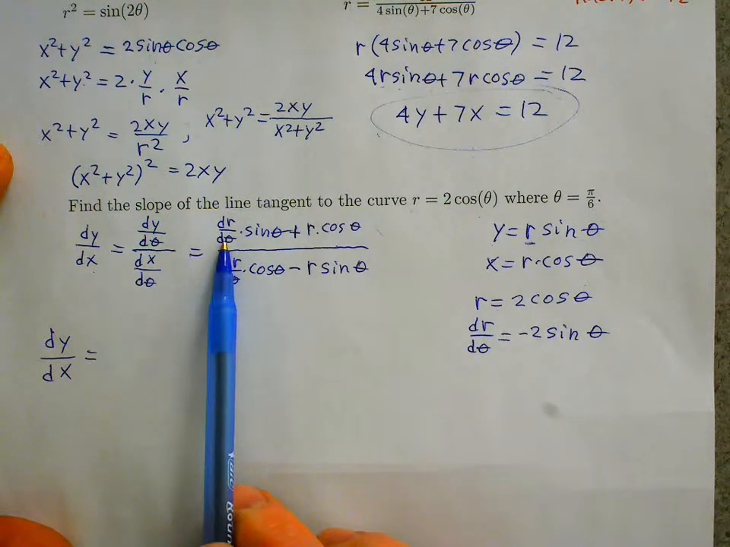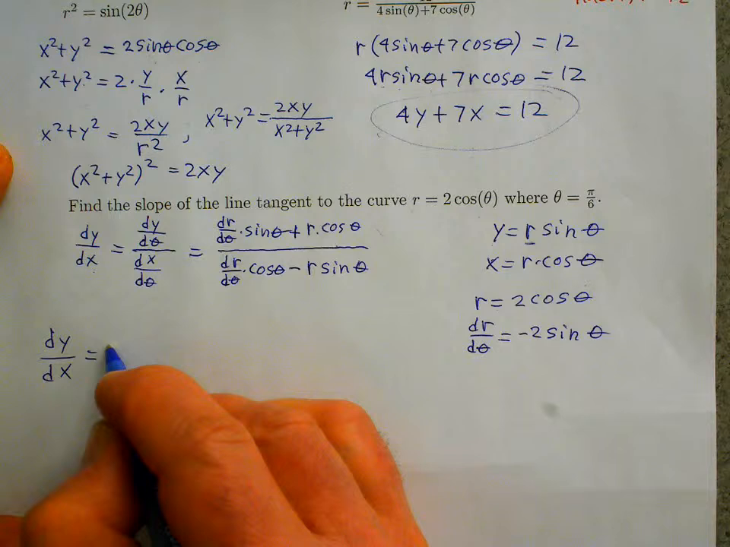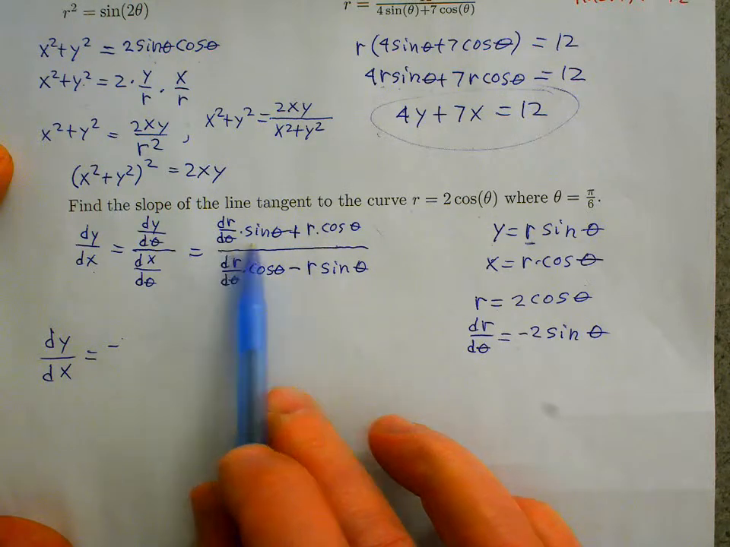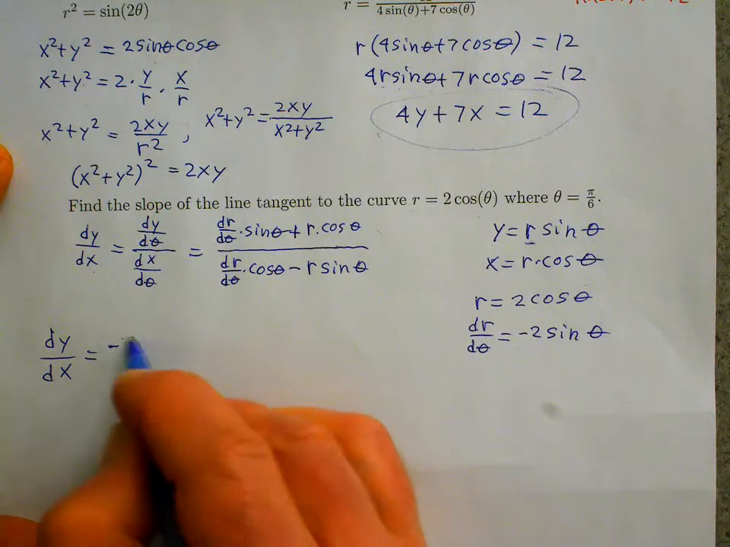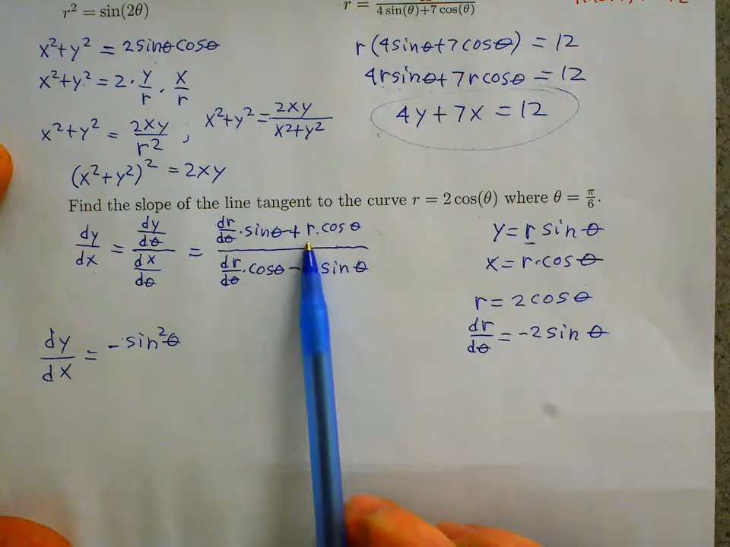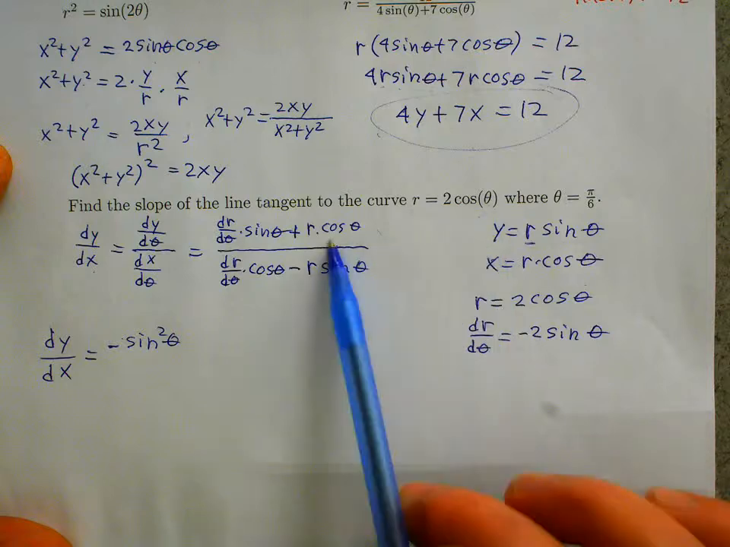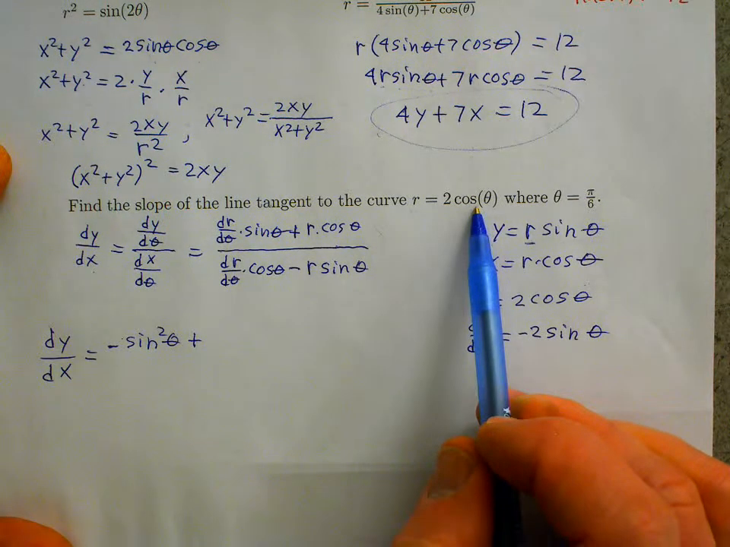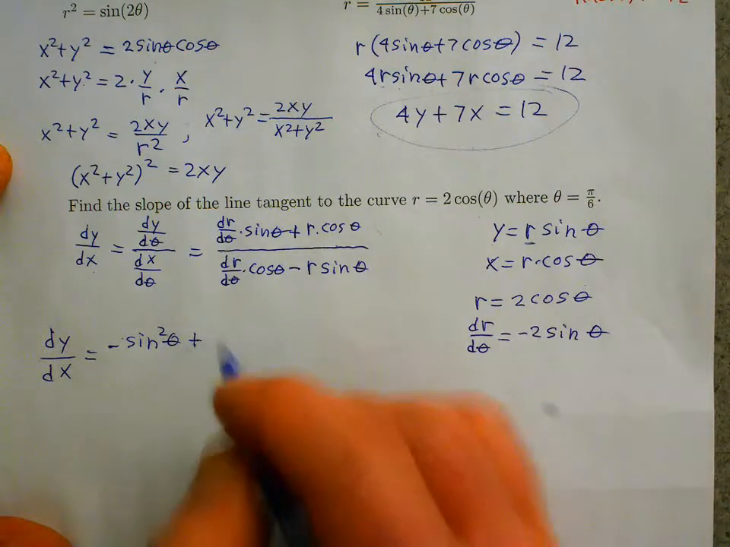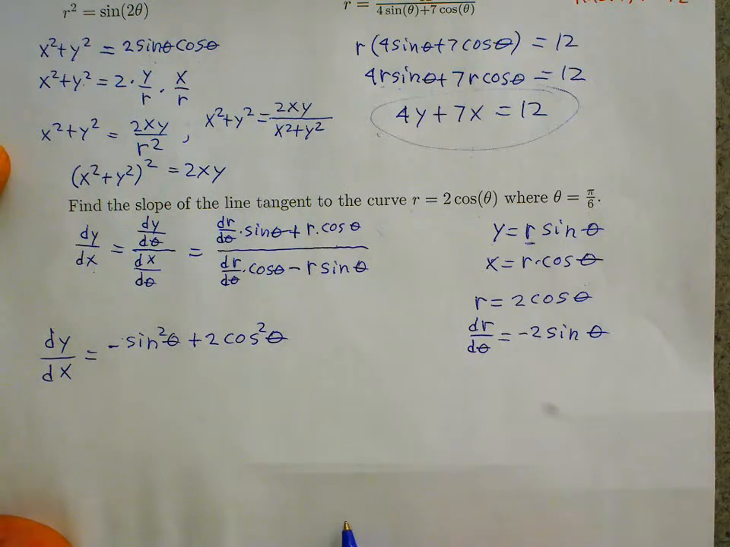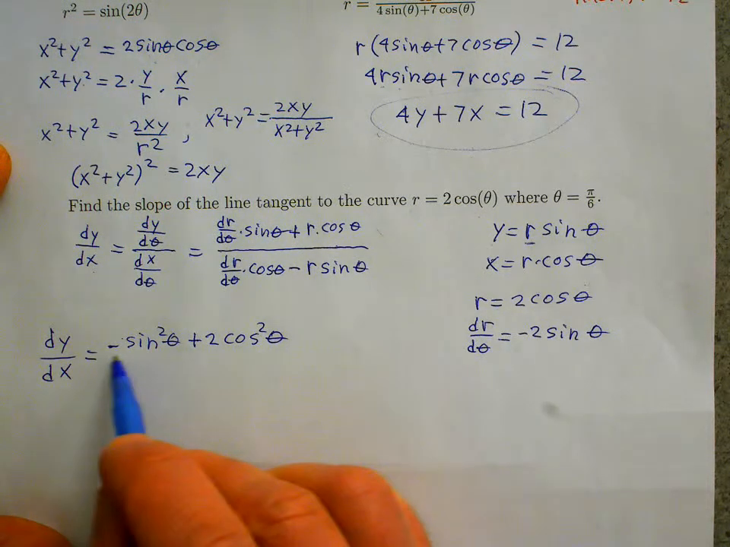So replace dr d theta with negative 2 sine of theta, but we're going to multiply negative sine of theta times sine of theta, so I'll just write negative sine of theta squared. And then we're going to add that to r times cosine of theta. So we're going to add 2 times cosine of theta times cosine of theta. So I'll just write plus 2 times cosine of theta squared. Okay, that takes care of the numerator.